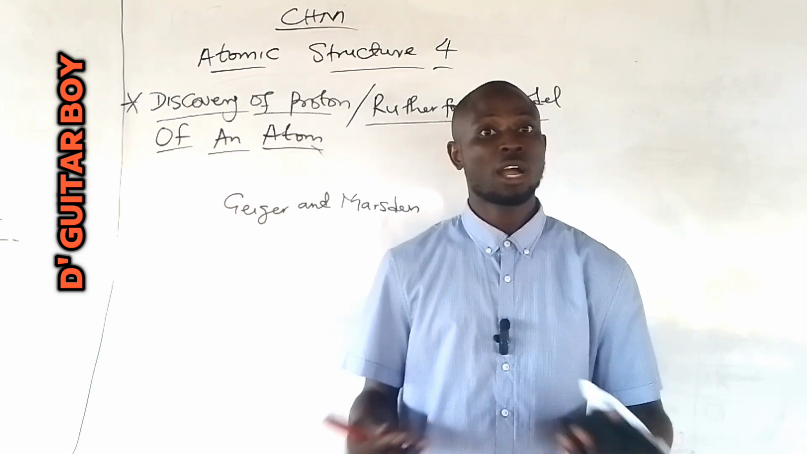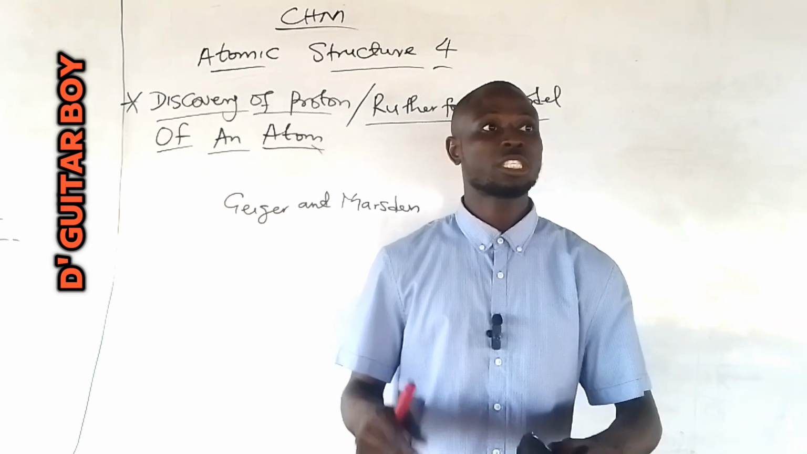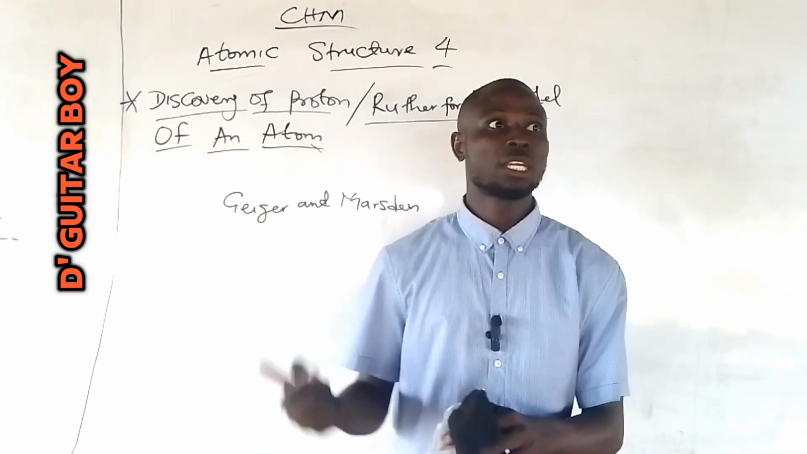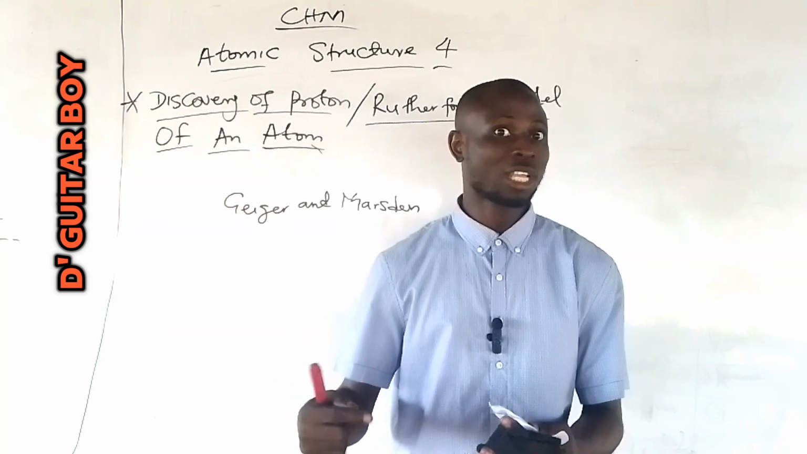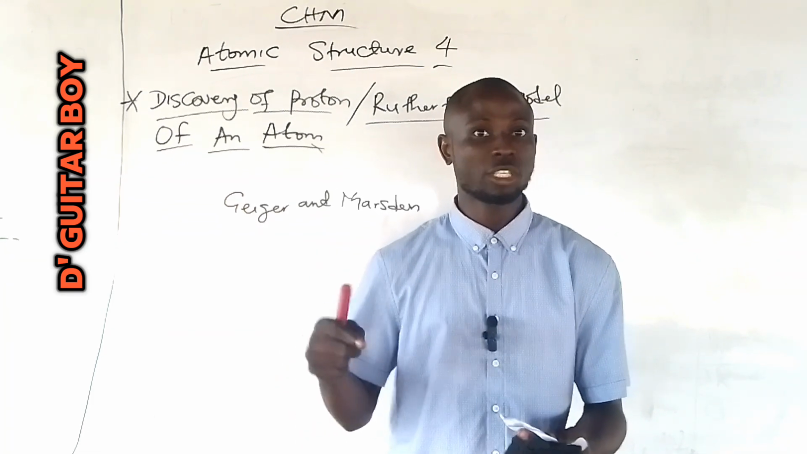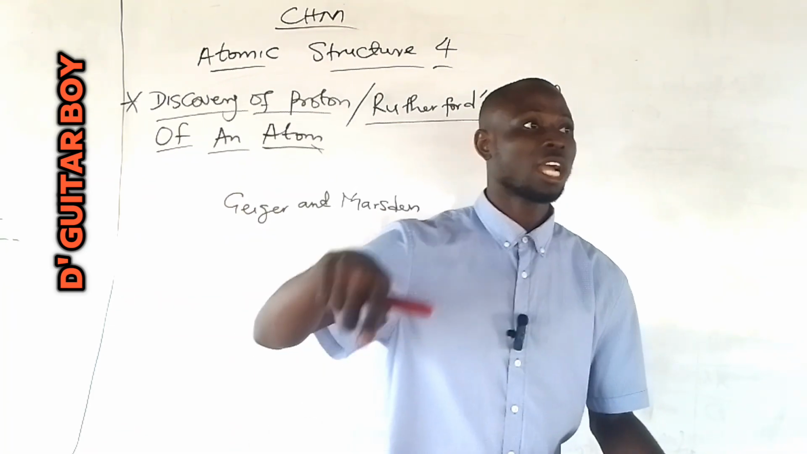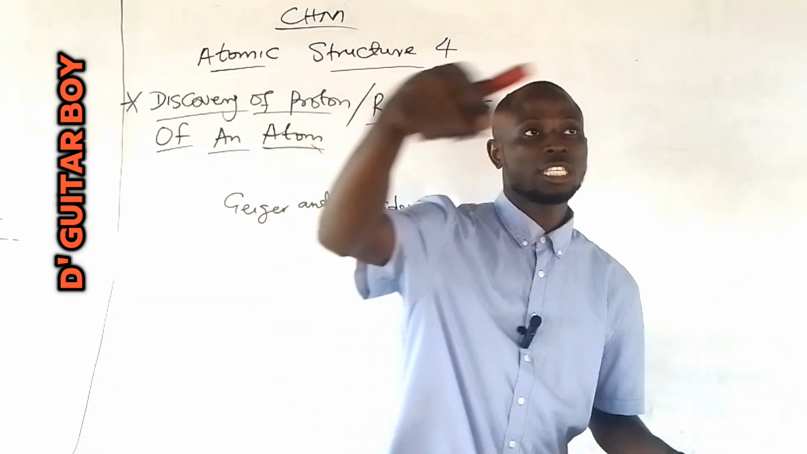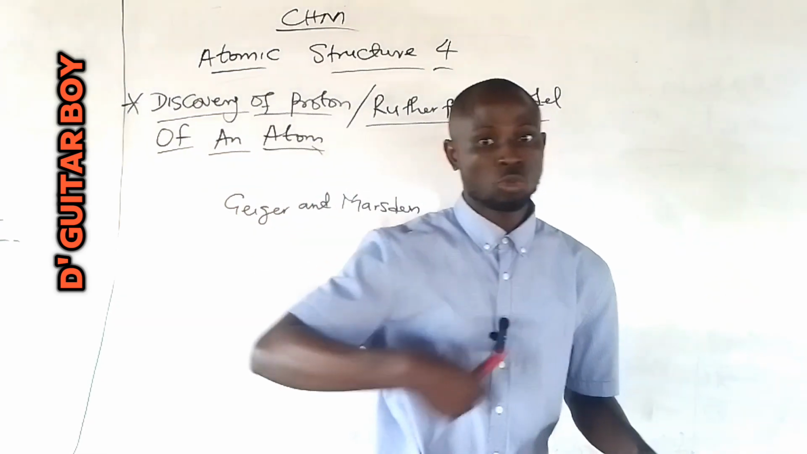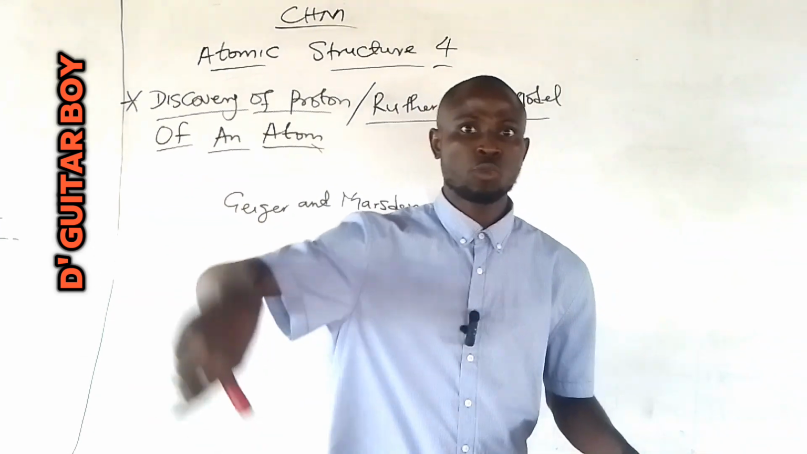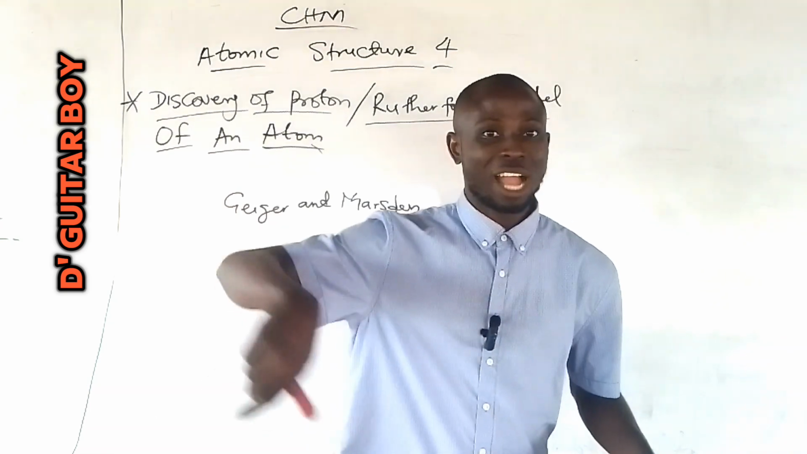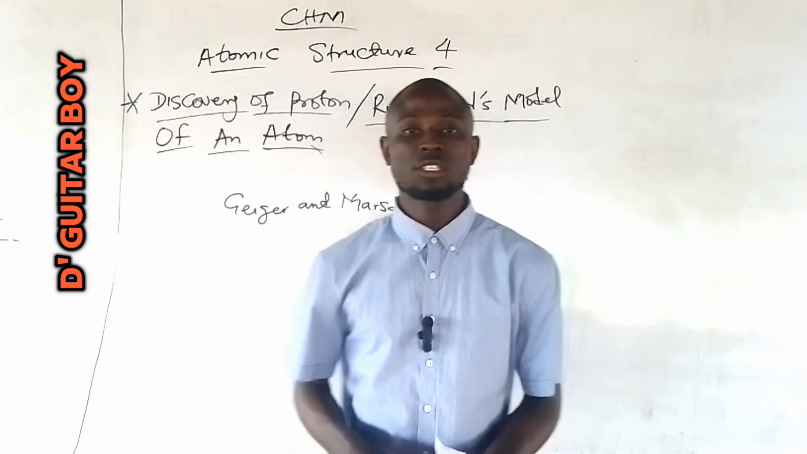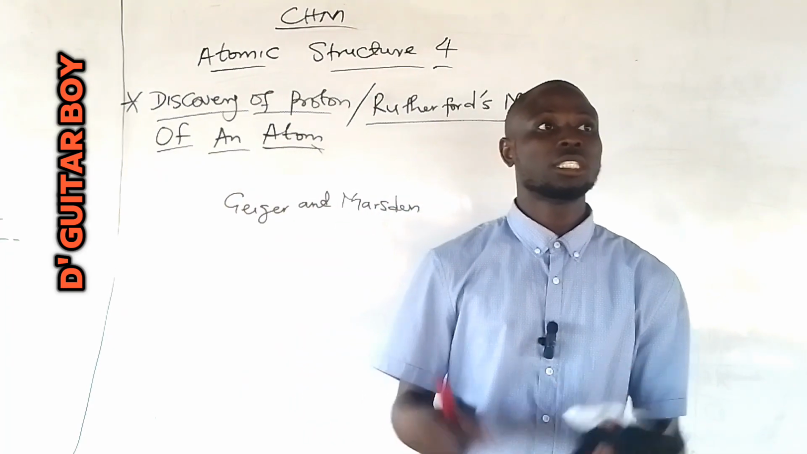And in order to know what will happen as they bombard it, they placed a movable zinc sulfide screen, which had a microscope attached to it. The microscope was attached to that zinc sulfide screen in order to know what will be happening around the bombarded gold sheet. As the screen moves around, it helps us to notice what is happening around the bombarded gold foil. That is the essence of the screen and the microscope.